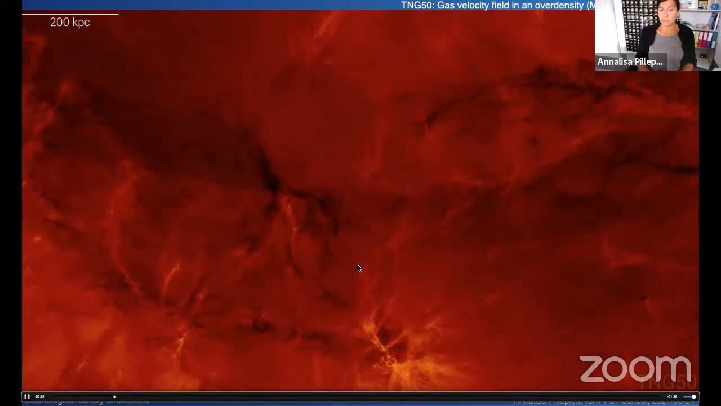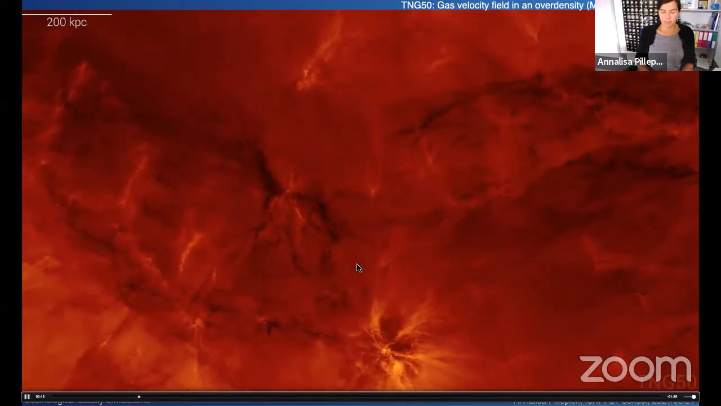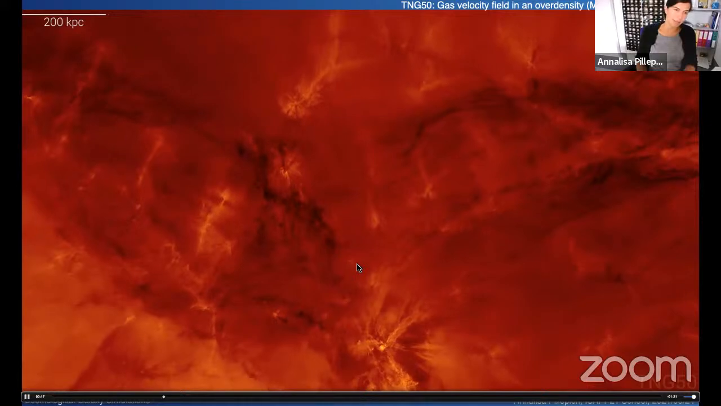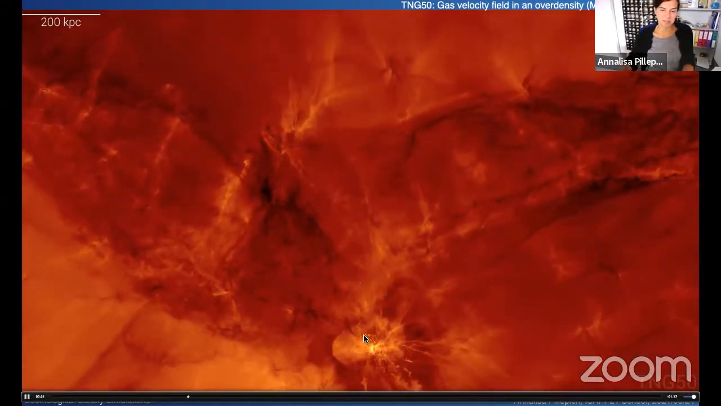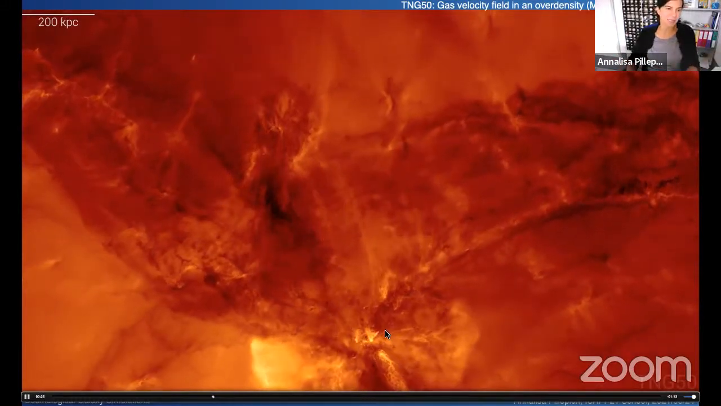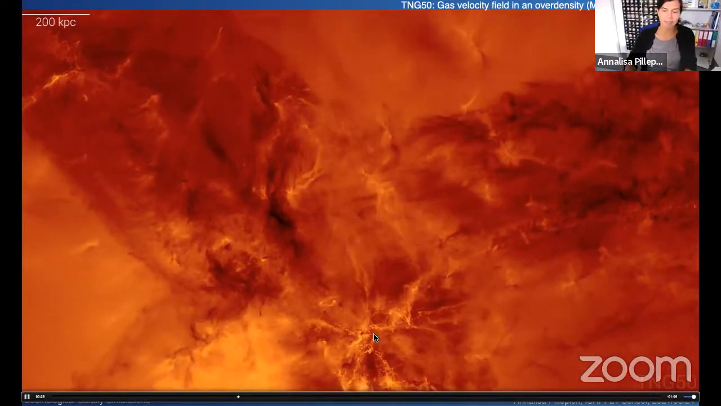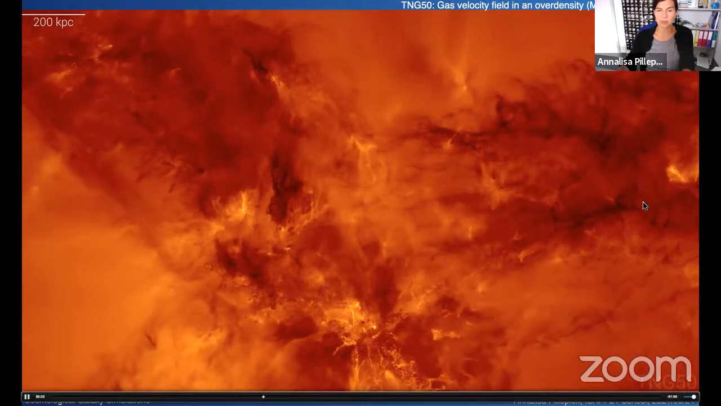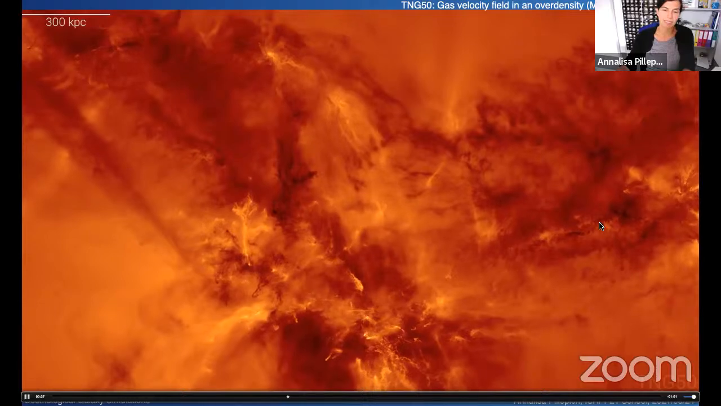And I close with a movie. This shows you the velocity fields of the gas, and it's really the quintessential demonstration of galaxy formation simulations, because here on the bottom you see, for example, gas motions driven by the supermassive black hole feedback in our simulations. This is TNG50, and soon you will see again gas motions due to supermassive black hole feedback coming up on the right hand side.